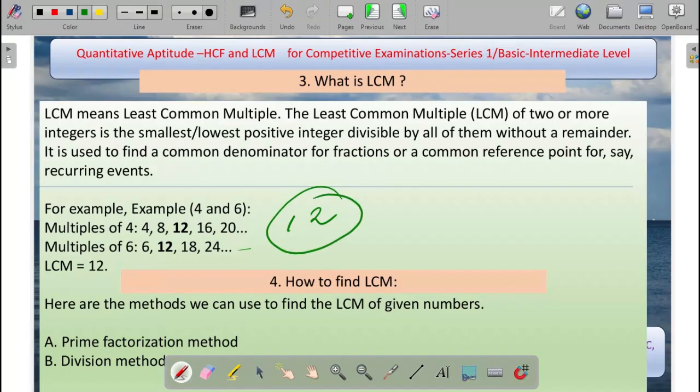Now how to find the LCM? The LCM can be found the same way as the HCF. We can do it by the prime factorization method and the division method.